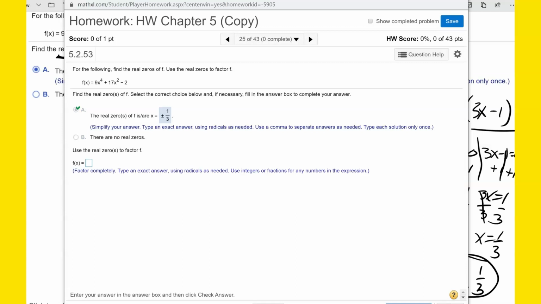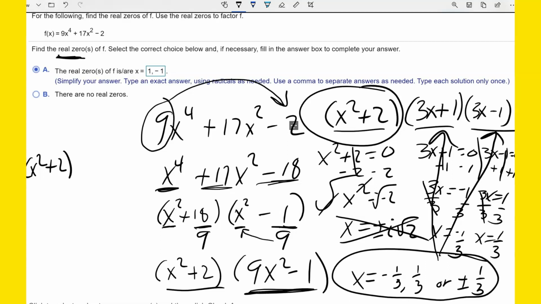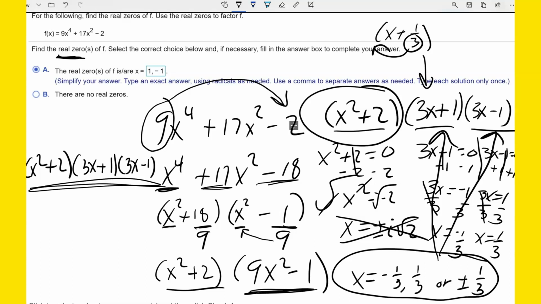Then it says use the real zeros to factor f. All right, let me go back to where I was working on this. I'm going to leave this the way it is. X squared plus 2 is a factor, and then these two are both going to go back to their factored form, the 3x plus 1 and the 3x minus 1. Because if I write it as x plus 1/3, I'm going to have to take that 3 and move it back in front of that x anyway, which puts me right back there. So 3x plus 1 and 3x minus 1. That should give us the answer there.